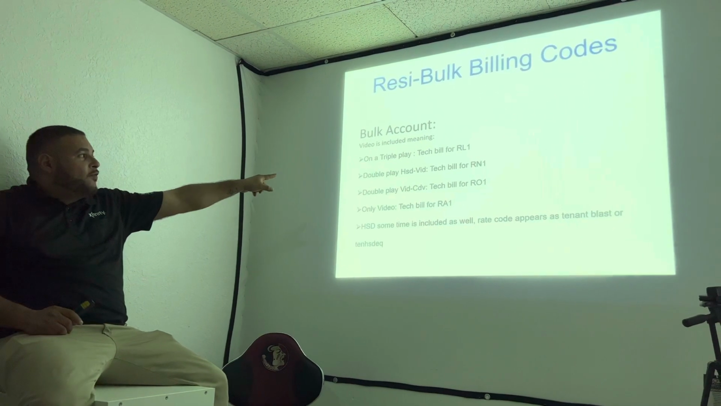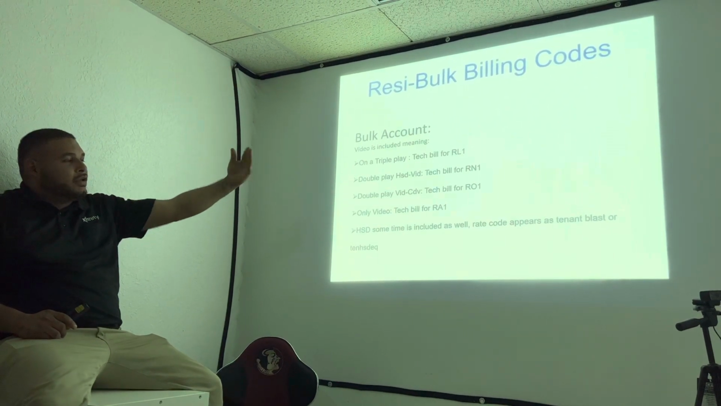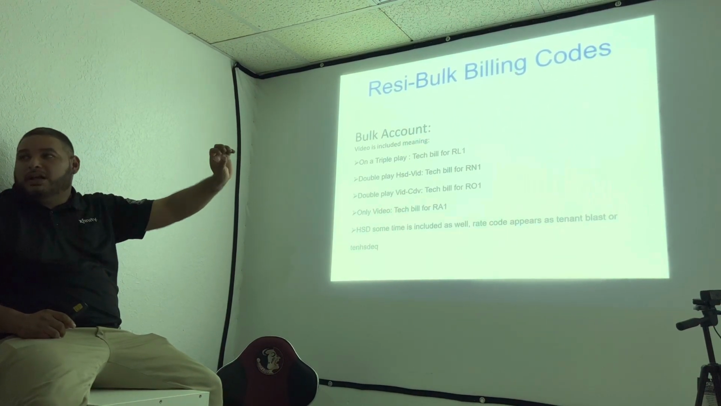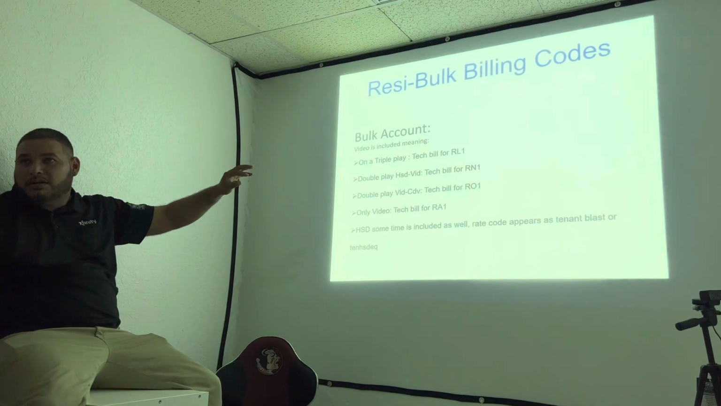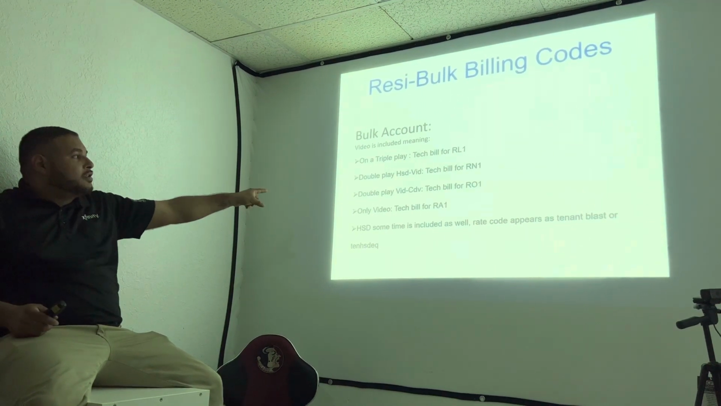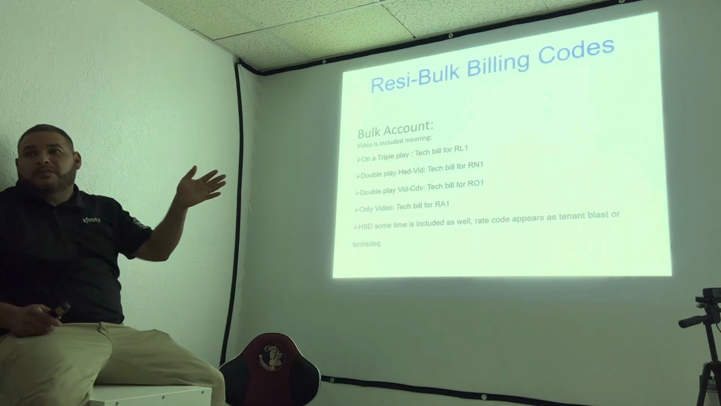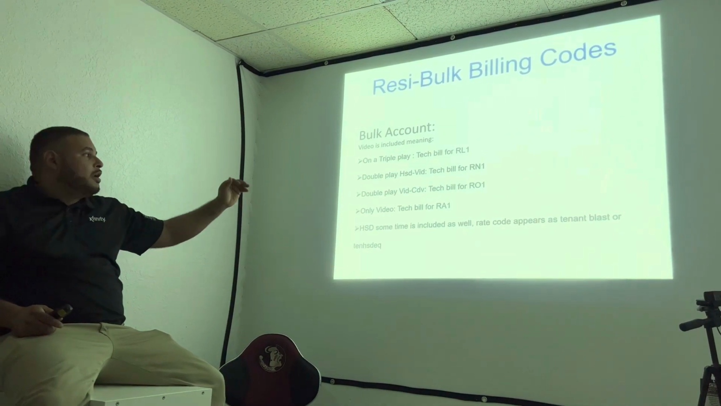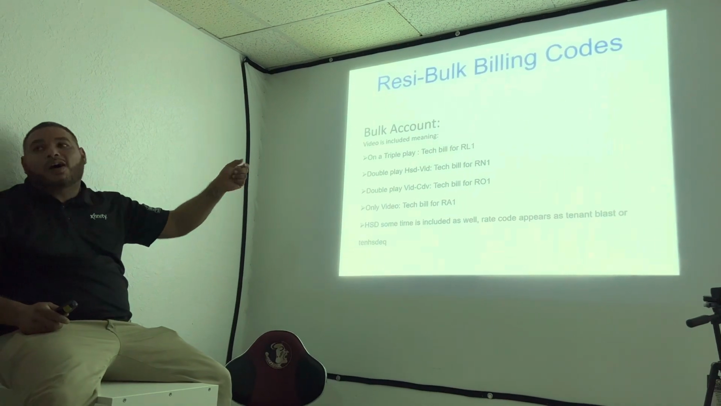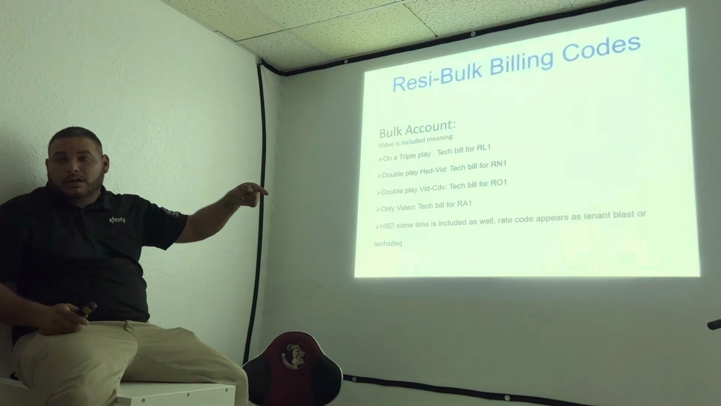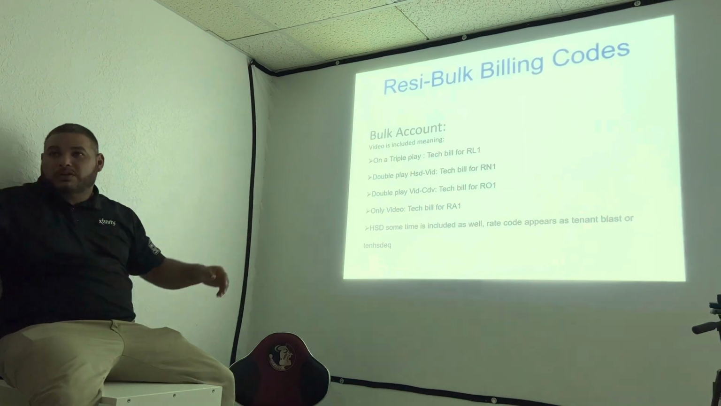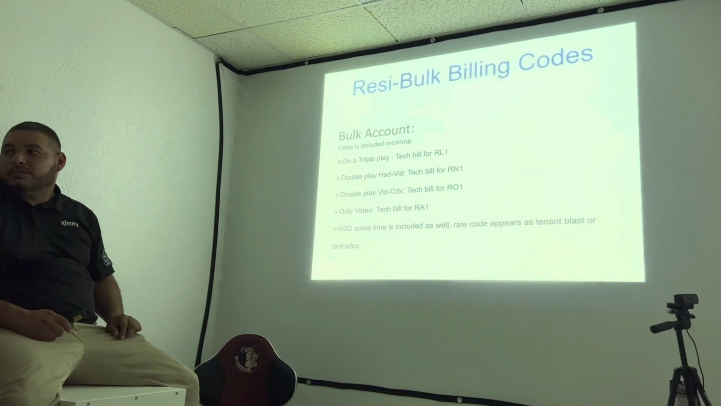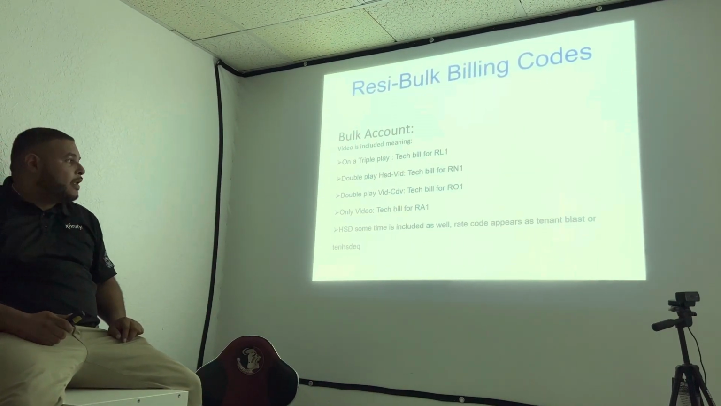On a double play for video and internet, the tech only bills RN1, which is the internet portion, plus the internet equipment, right? On a double play for video and CDV, the tech only bills the CDV title plus the equipment. On video only, you would charge RA1 for the service, because it's just the travel time plus your equipment. Make sense? Yeah.